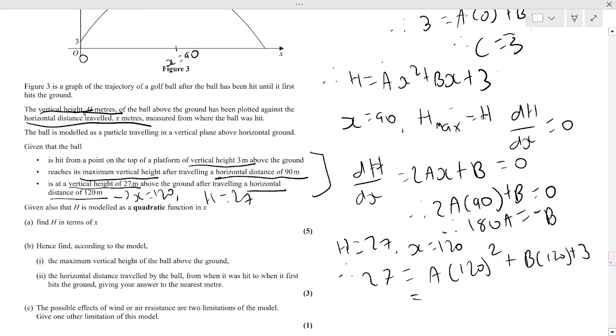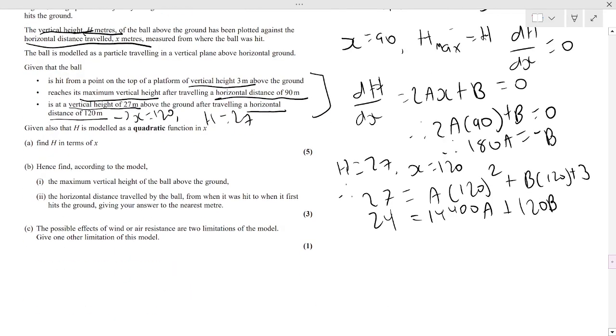Actually, I can just put these values into the calculator to simplify it a little bit. So 27 is equal to, well, 120 squared is 14400a, and then 120b, and then add 3. But I can take 3 away from both sides, so that'd be 24. So I've got 2 equations to solve for a and b. These are simultaneous equations, so I can call them equation 1 and 2.